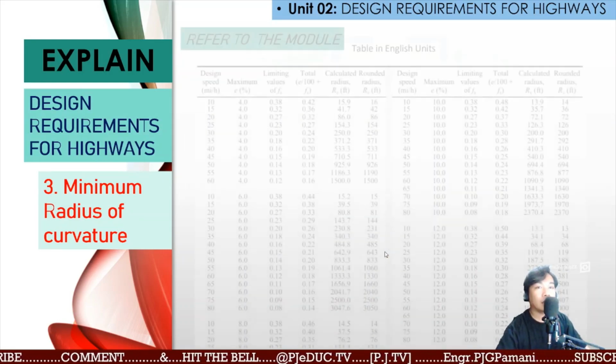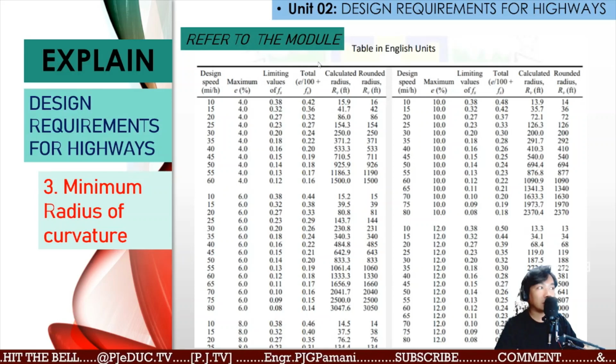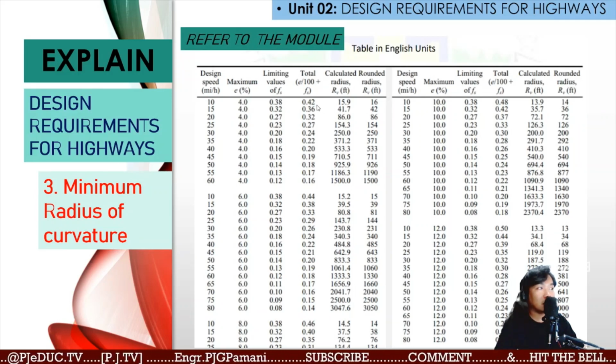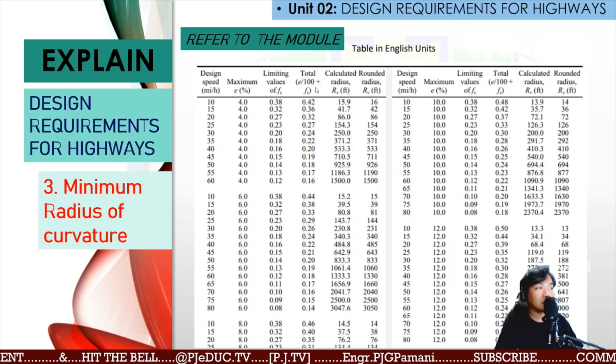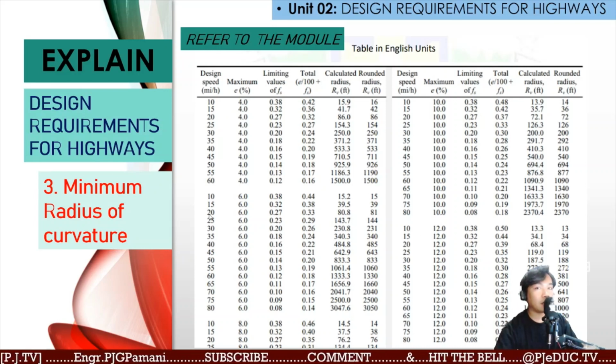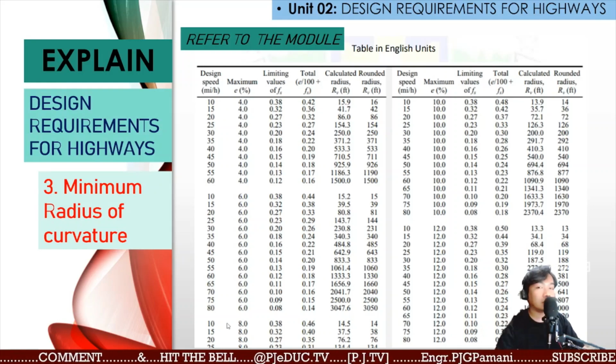Okay? Now refer to this module on the table comparing English units and metric units. For English units, this is our reference for the design speed in miles per hour, maximum e, super elevation, limiting values, the total f's, calculated radius, rounded radius. There are many of them. They are all in your module. It did not fit on the slide, so please check or keep it beside your module.